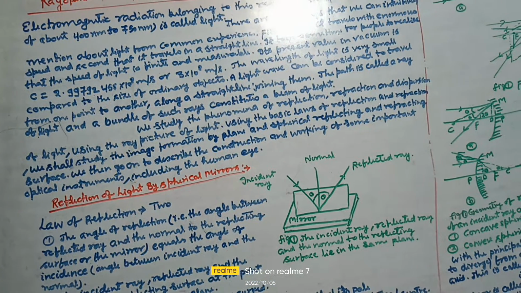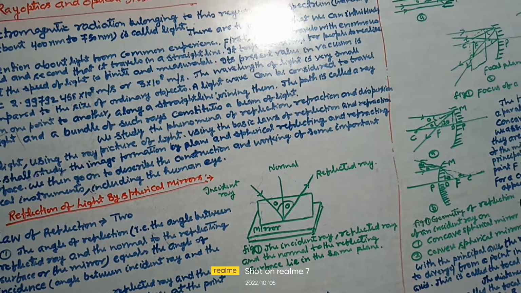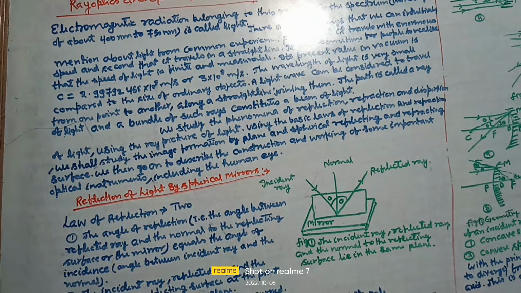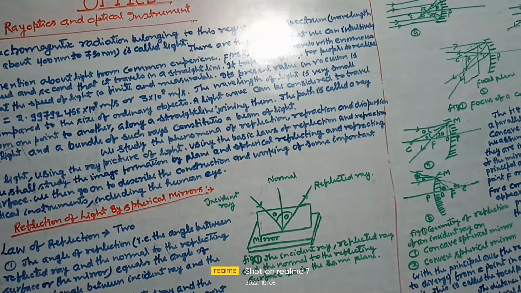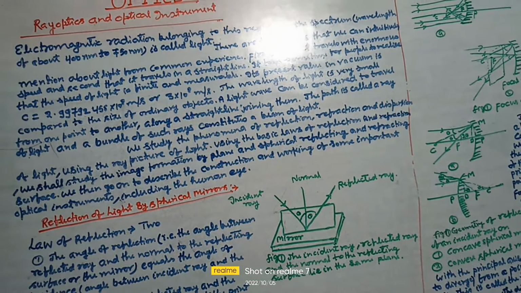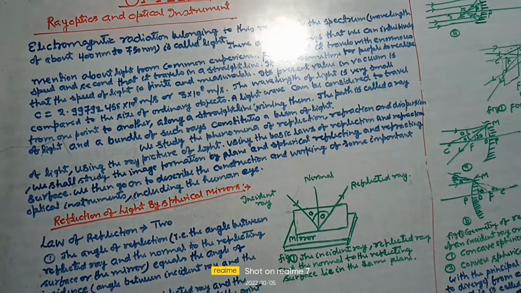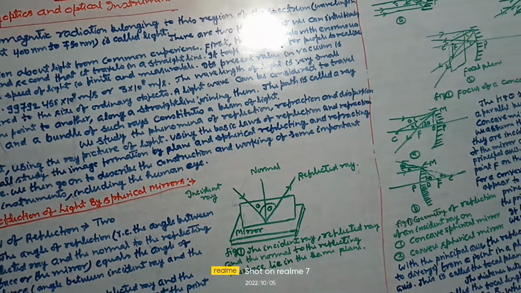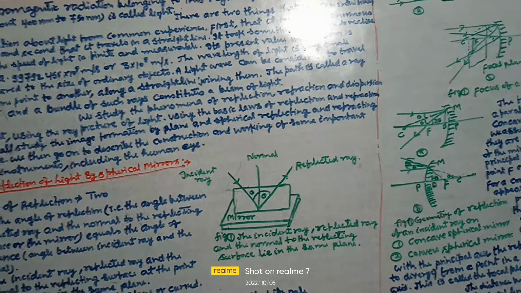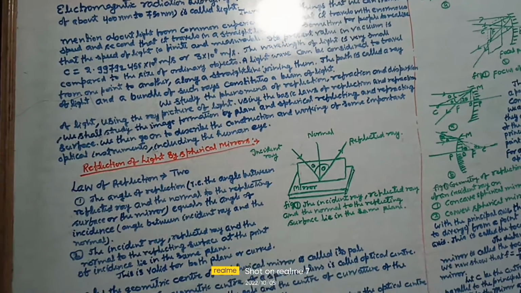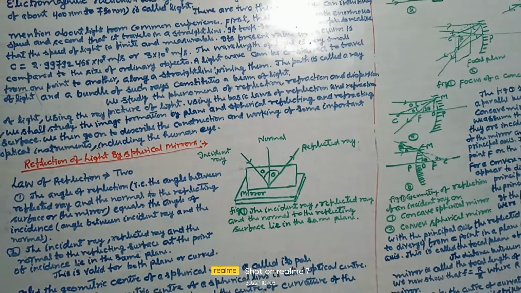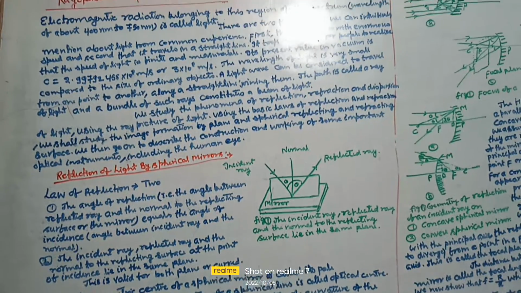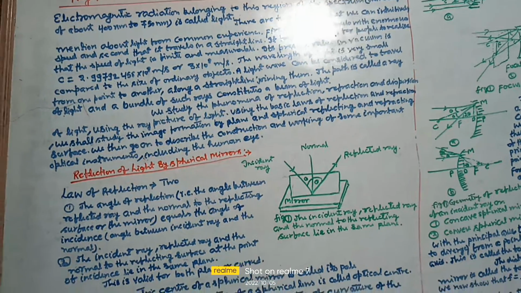We study the phenomena of reflection and dispersion of light using the ray picture of light, using the basic laws of reflection and refraction. We shall study the image formation by plane and spherical reflecting and refracting surfaces. We then go on to describe the construction and working of some important optical instruments, including the human eye.